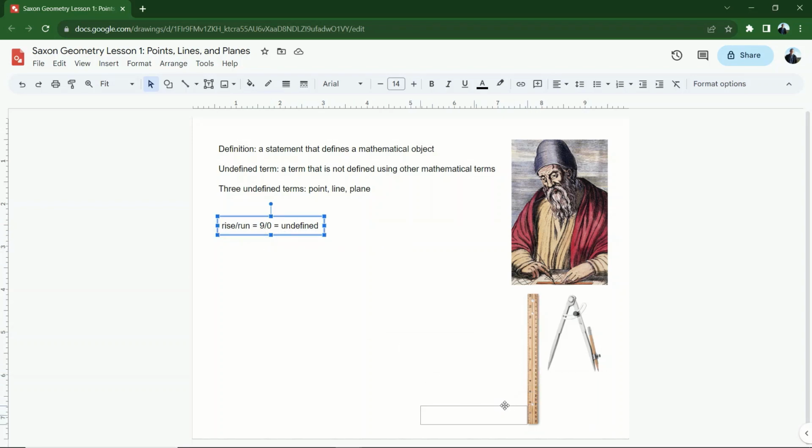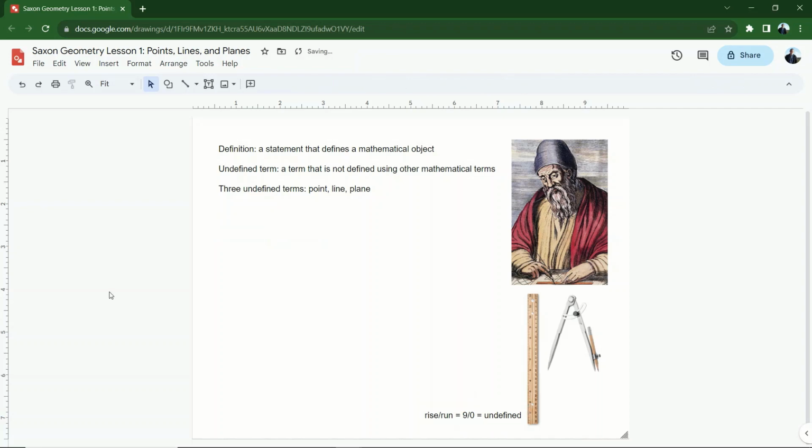Next, we're going to pick up and look at the actual definition of our undefined terms. And when I say definition there, I'm using definition like dictionary definition. But since the terms are undefined, they don't have a measurable definition. And that's what we're going to be getting into next.